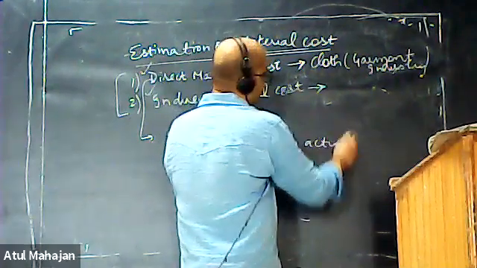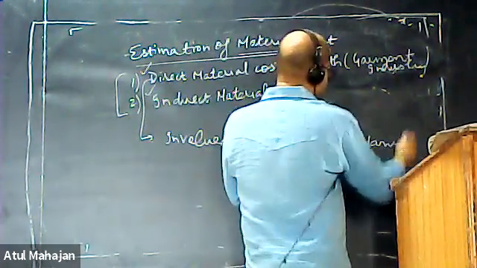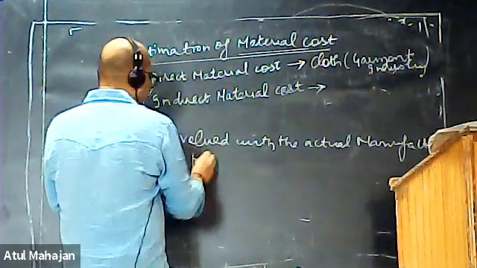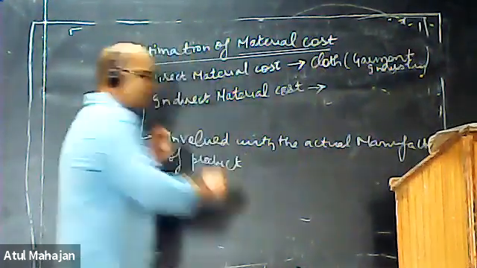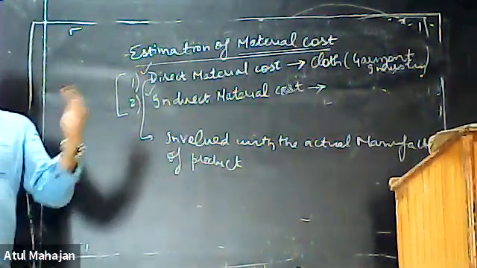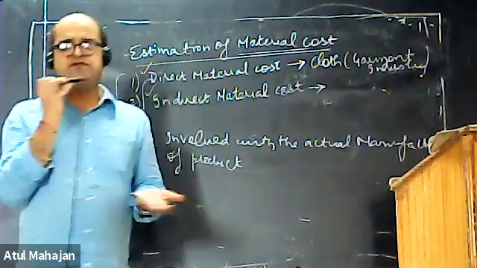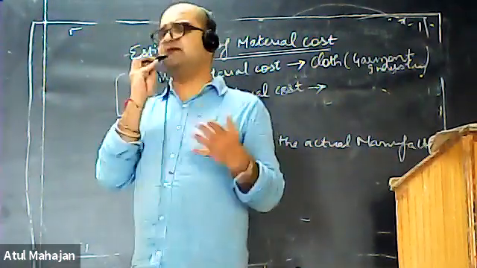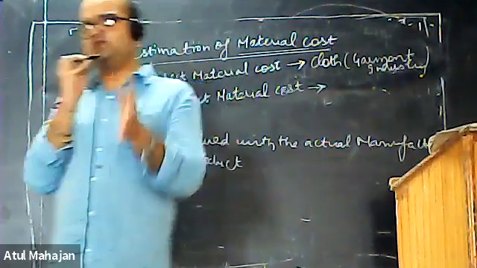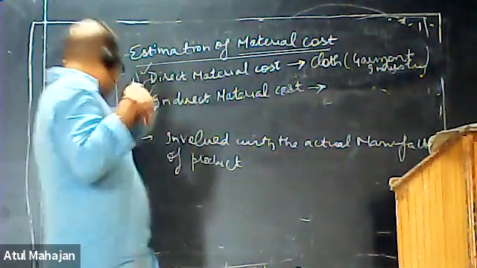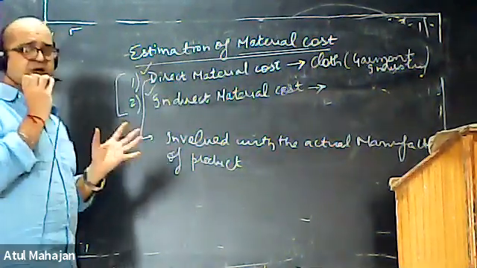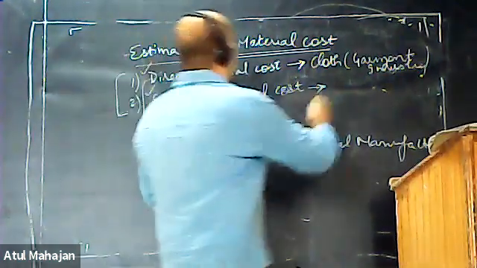So direct material cost is the cost which is borne and involved with the actual manufacturing of the product. Whenever I talk about any product, if I say that I am purchasing XYZ things for its manufacturing, those XYZ things can be seen on that product also. That is your actual direct material cost.